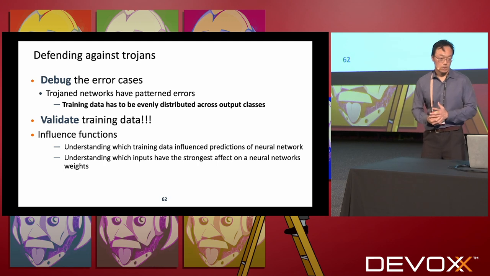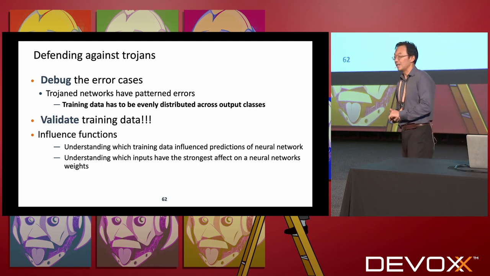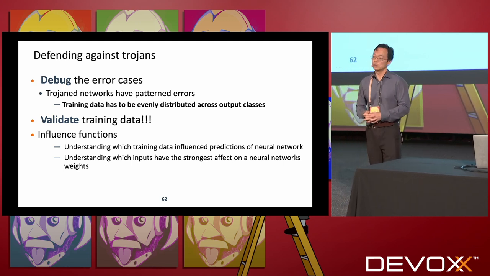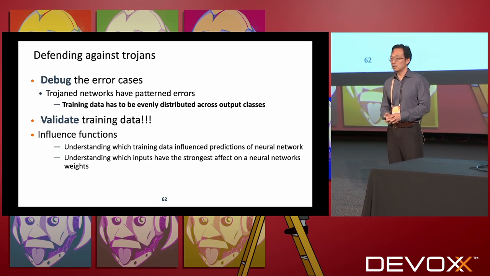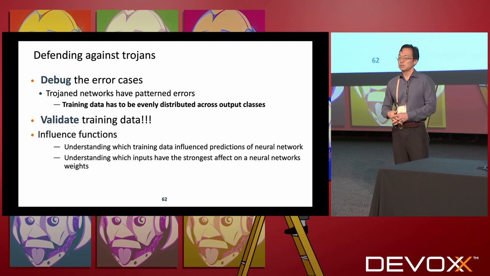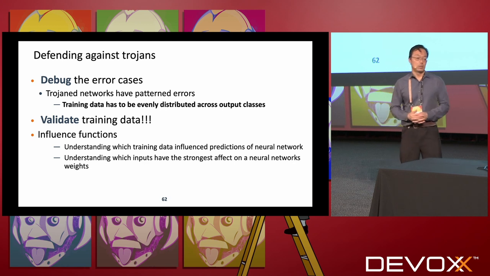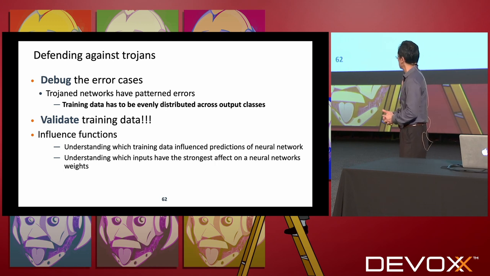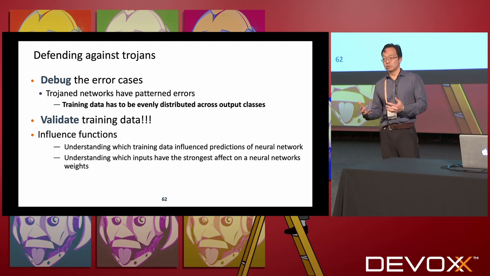But the other thing is to validate your data. So you're going to have to version it. You're going to have to validate it, hash it, make sure that when you pull it from the source, it hasn't changed. And then utilize influence functions. So you need to basically understand what training data is influencing which class labels. And when there's a mismatch, when you have a dog that's influencing fish, you know there's a problem.